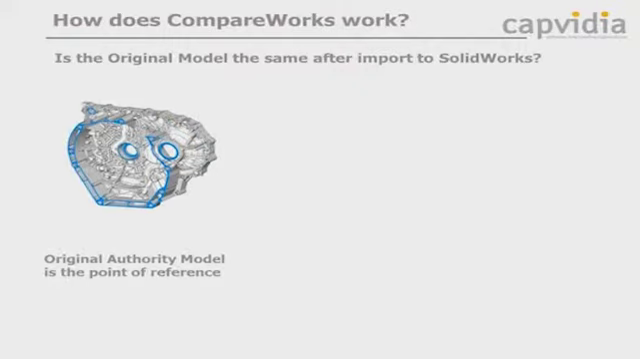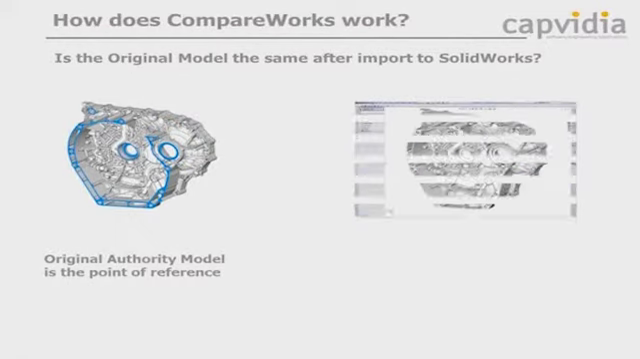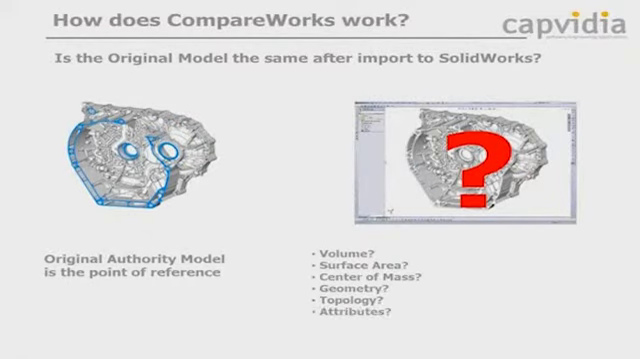So how do we do it? How does Compareworks work? Well, just remember one thing. We answer this basic question: is the original model that we import to SolidWorks the same? We use the terminology original model or authority model as a point of reference for our SolidWorks translation. We give the basic answer to these questions. Do I have the same volume, surface area, and center of mass? Is the geometry the same? Topology, has that changed through the translation to SolidWorks? And do I have the same attributes? So that's what Compareworks does. It answers that question for you, to give that assurance that it's either right or it's wrong based on these criteria.